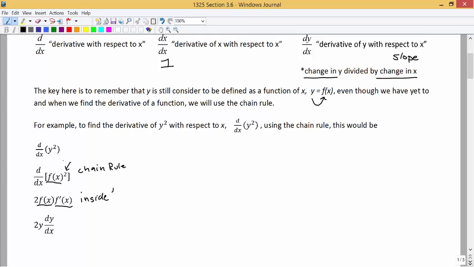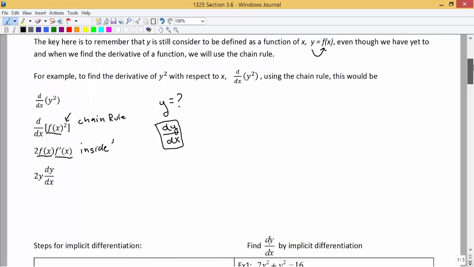And since we do not know what the derivative of the inside function is, because we do not know what y is, we just write it as the derivative of y, whatever that would be, with respect to x. So we symbolically represent the derivative of the inside function by writing dy dx, the derivative of y with respect to x. So this represents the derivative of the inside function, which we do not know exactly.